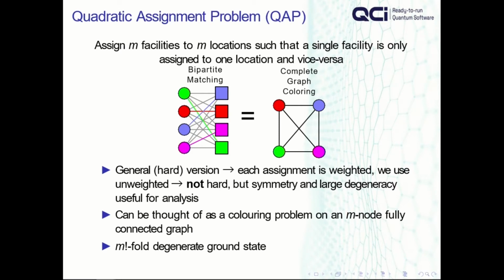This is actually a trivially easy problem to do, but it allows us to experimentally test things, and we don't need to worry about the complications of having a hard problem on top of this. It has an m factorial fold degenerate ground state, where m is the number of elements, locations, and facilities you're matching.